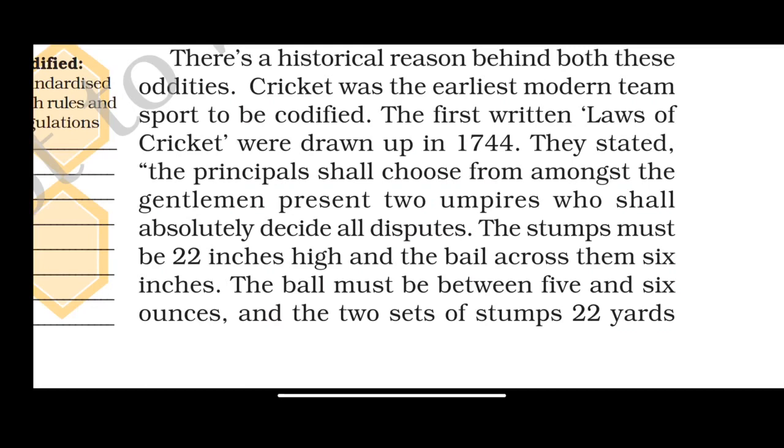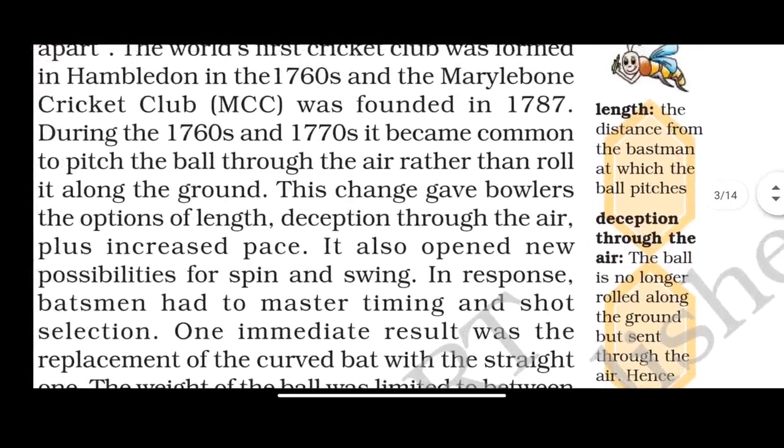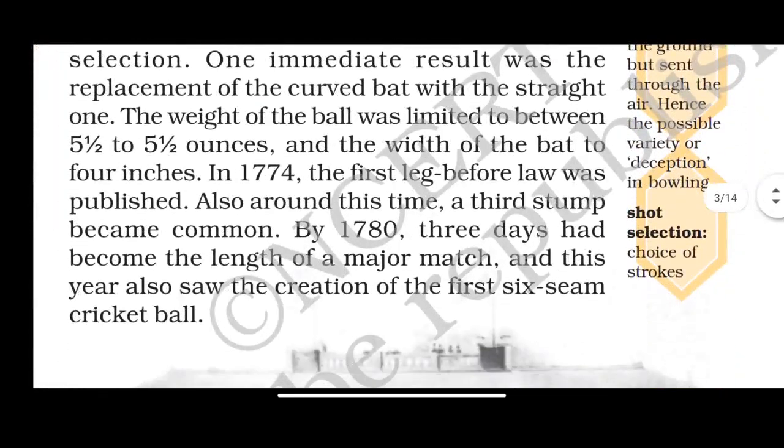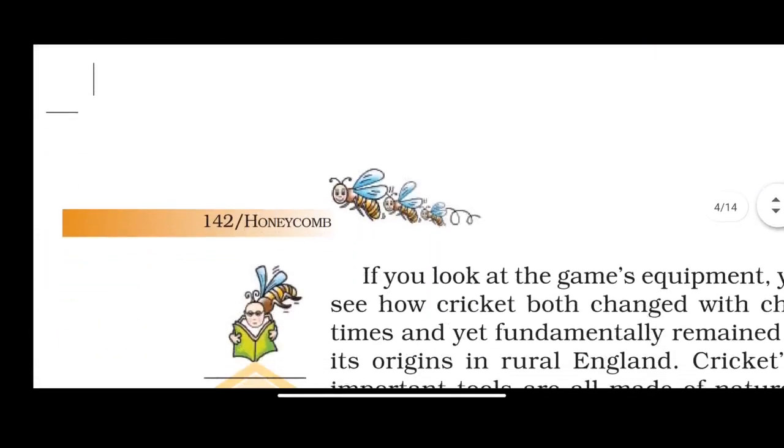And also we can say cricket was the earliest modern team sport to be codified. Codified means we can see some rules and regulations about the sport, okay. So there were some rules and regulations, and also we have seen that a fixed weight is necessary for a cricket ball, and that was 5.5 ounces, right? And the width of the bat must be 4 inches. So these were the things we have seen.